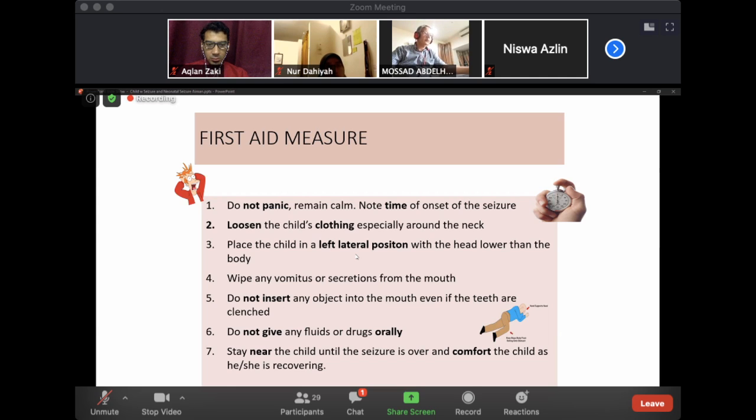And it is best if these caretakers can record the child having a seizure, because it can help us in determining the type of the seizure. So that's all about child with seizure.